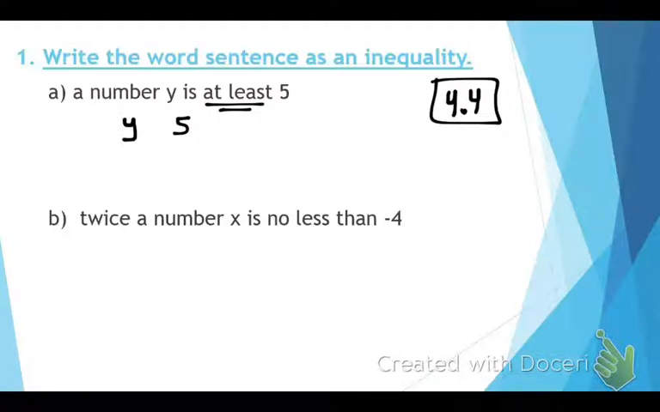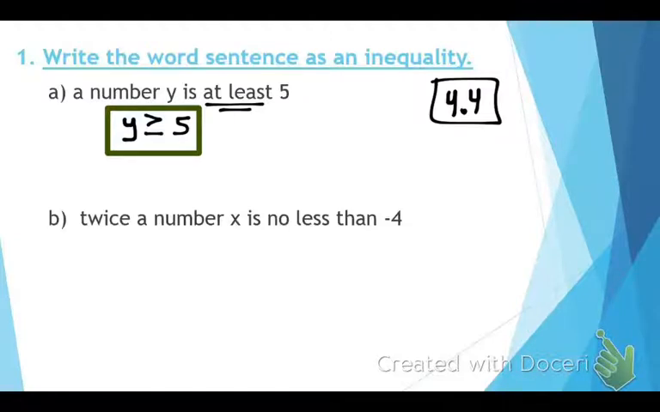If I say, I need you to bring me at least 5 pieces of paper, could you bring me exactly 5 pieces of paper? Yes. So whenever you have exactly, you're going to put that equal sign. If I say I need at least 5 pieces of paper, could you give me less than 5? No. Could you bring me more? Yes, because I needed at least. So the correct inequality should be y is greater than or equal to 5. I would like you guys to try B on your own.